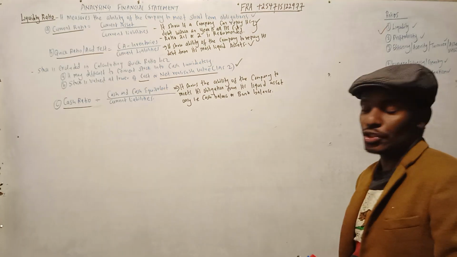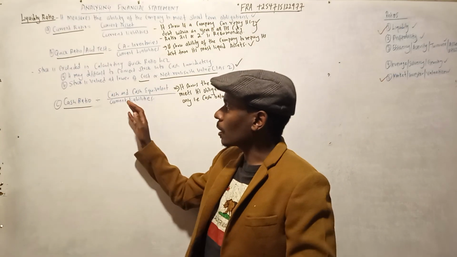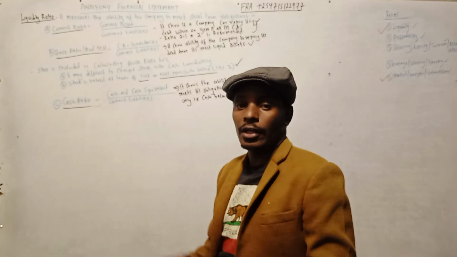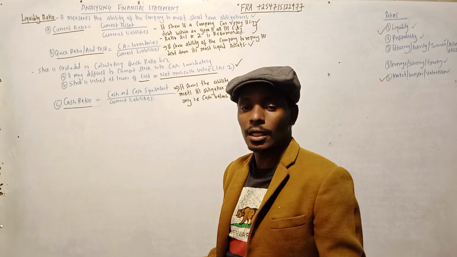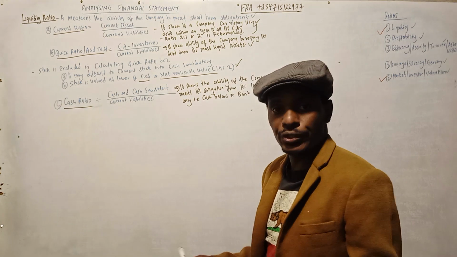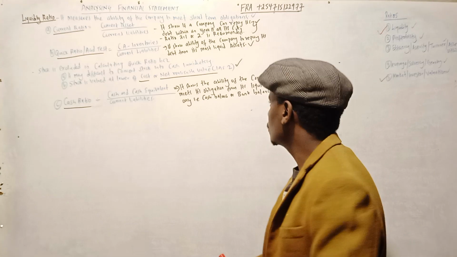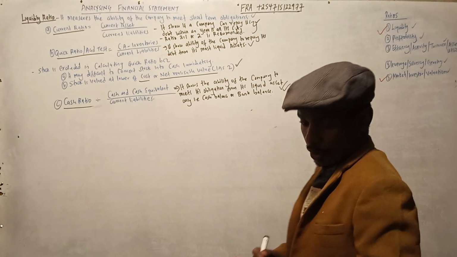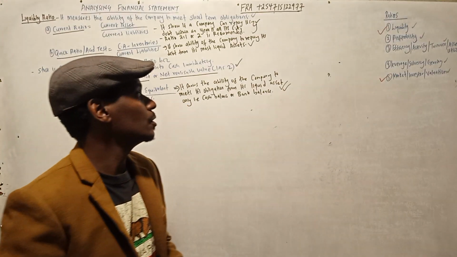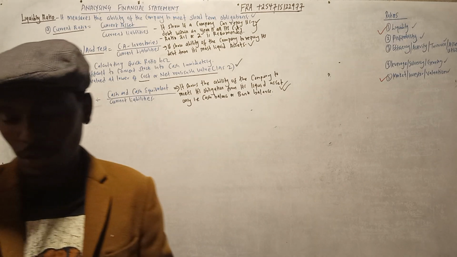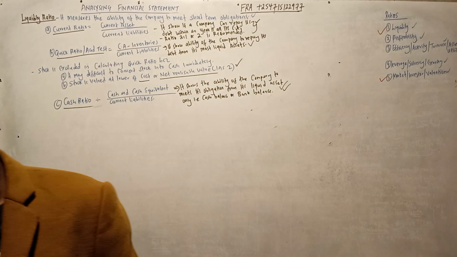Then you have the cash ratio. Cash ratio means cash and cash equivalents divided by current liabilities. This shows how the company can easily pay its debt using only its liquid assets, assets which are already in cash. So how fast can a company repay its debts from the liquid assets only?